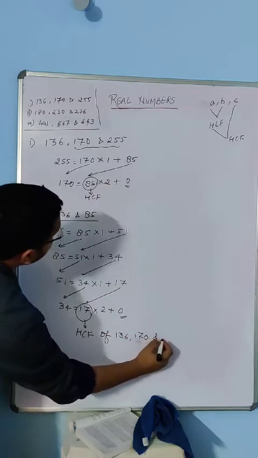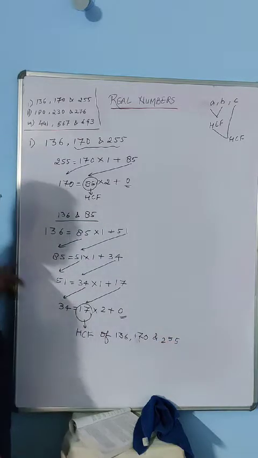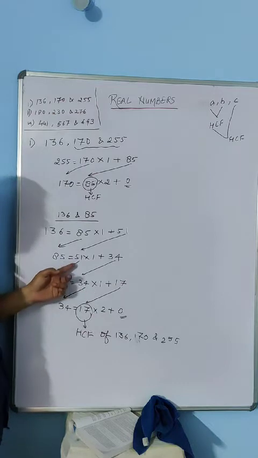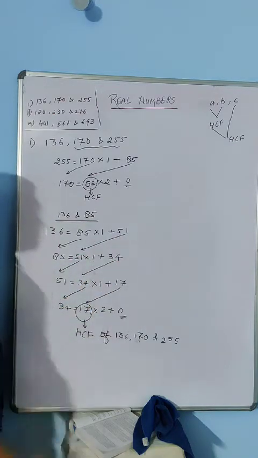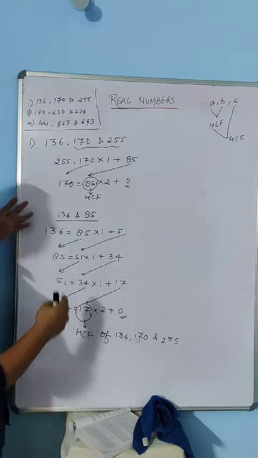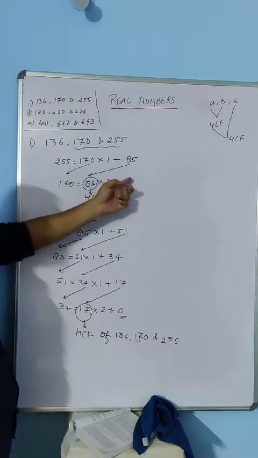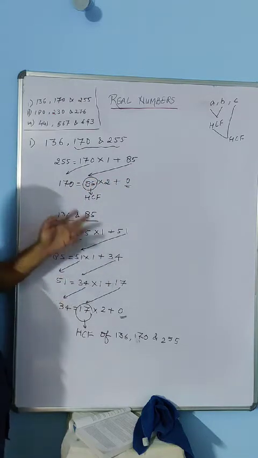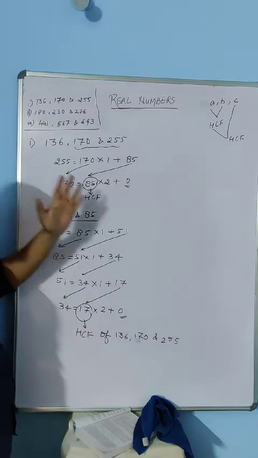170 and 255. In case of any query, any doubt in any of the steps, you can simply divide and find the quotient and the remainder. At every step the logic remains the same: dividend is equal to divisor into quotient plus remainder. I hope you understood this. So now I'll be moving to the next problem.